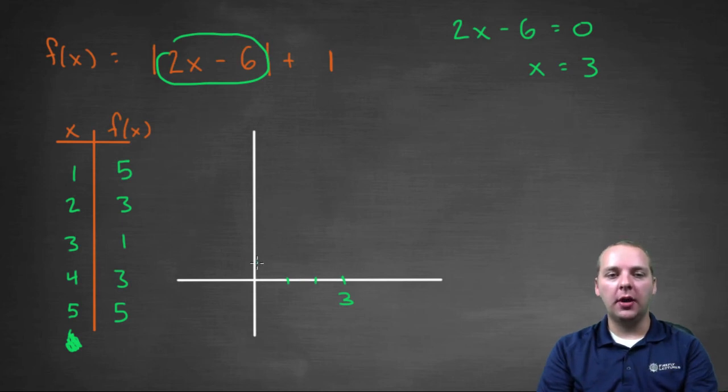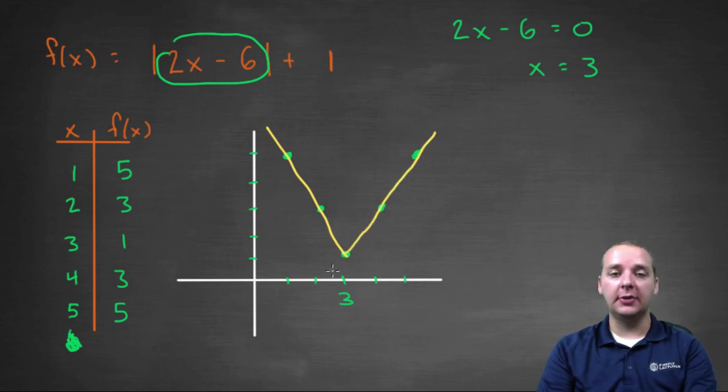So we've got 1, comma, 5, 2, comma, 3, 3, comma, 1. Then I've got 4, comma, 3, and 5, comma, 5. If you take a look, that looks pretty good. It's a V-shaped graph, and if you notice, it looks like this has a vertex really at 3. It looks like it turns around at 3. So that's why this works out so well.